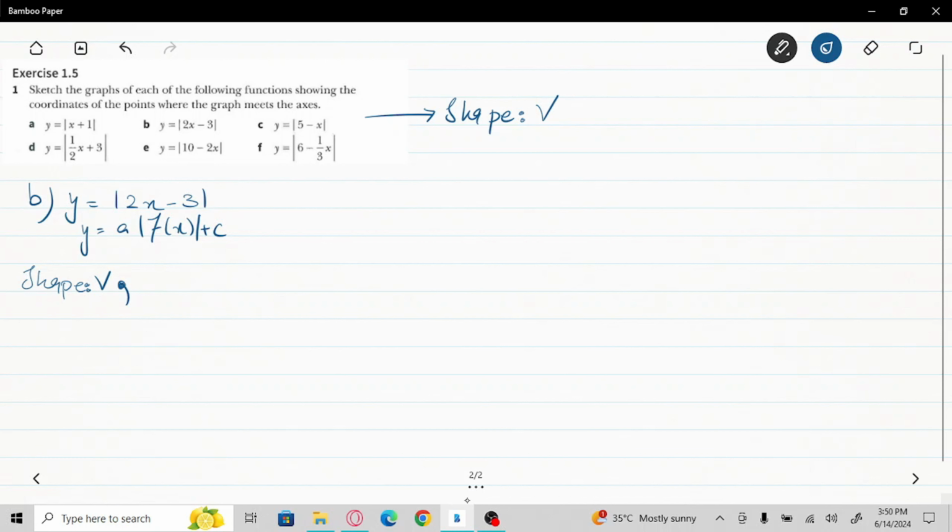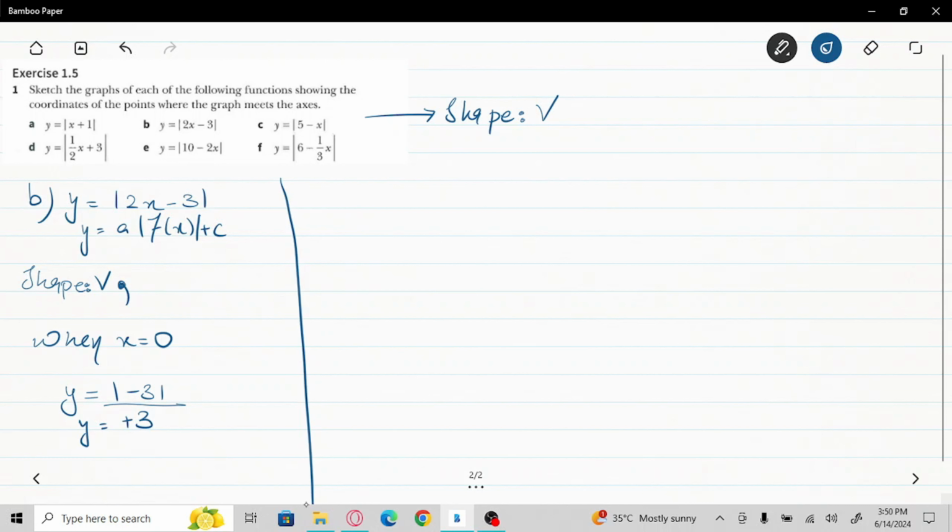Y-intercept: we are going to say that when x is equal to 0, the y-intercept is y equals 0 minus 3, which is equal to y equals positive 3. There's the y-intercept. The reason I said positive 3 is because we have discussed earlier that anything in a modulus should come out as a positive. So it's going to be a positive 3.